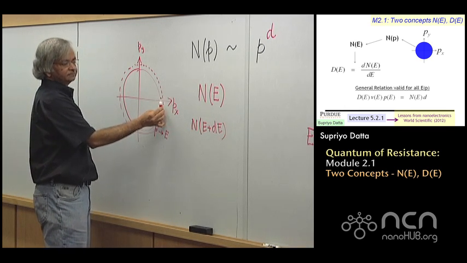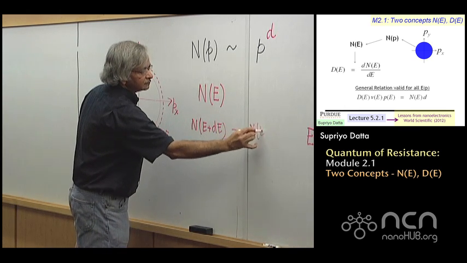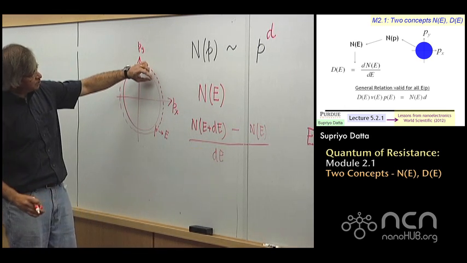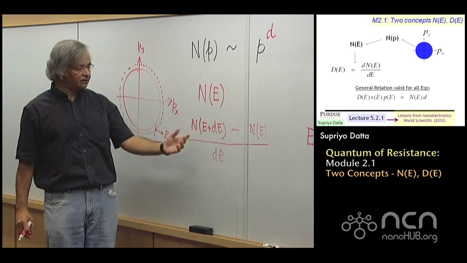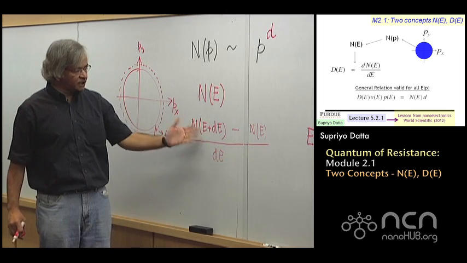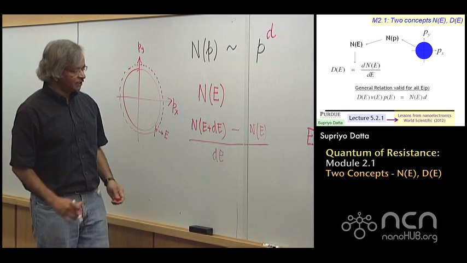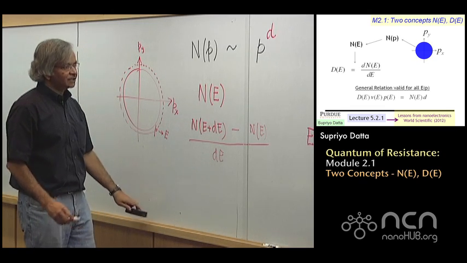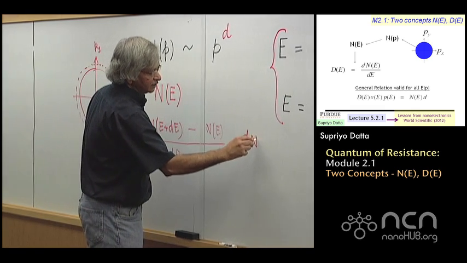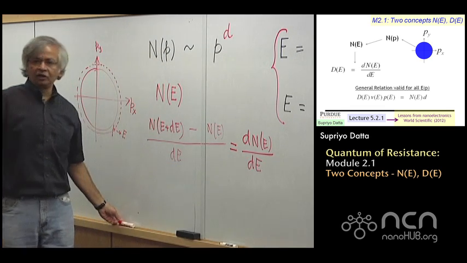So this is the extra energy, and N of E is what's inside. If you divide it by the energy range, that will tell you the density of states per unit energy. So it is N of E plus dE minus N of E, divided by this delta E. And as you'll note, this is basically the derivative of N. So my basic point is that the density of states is given by dN/dE. That's the overall procedure.